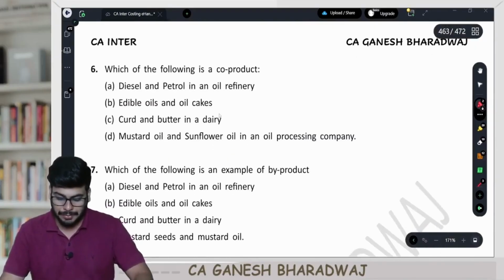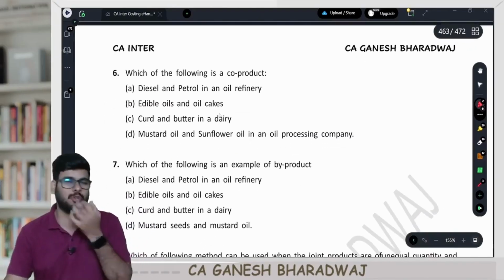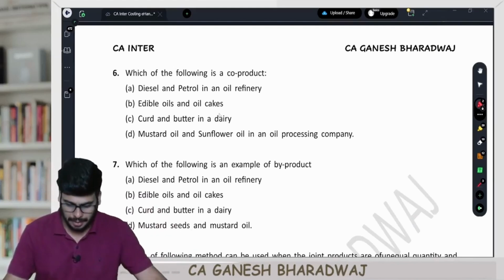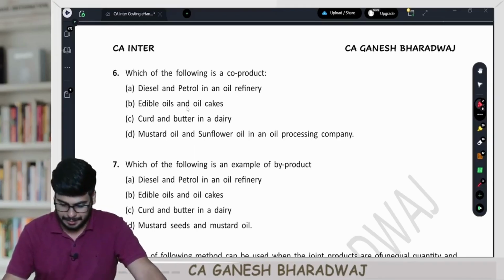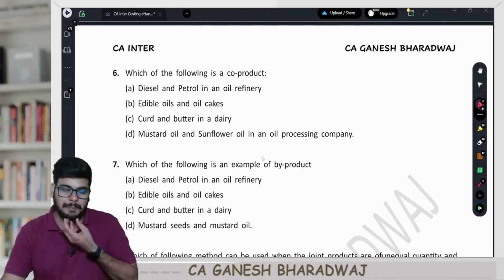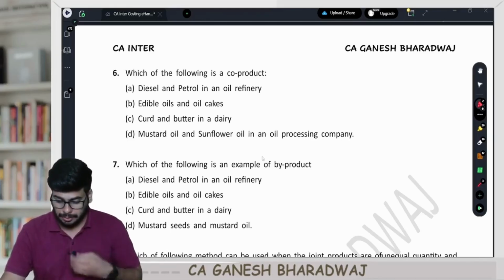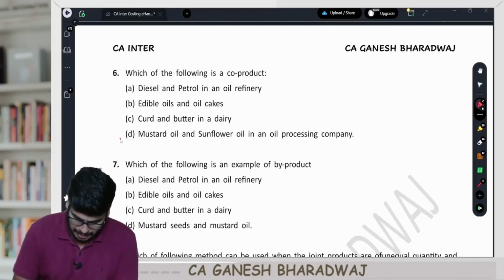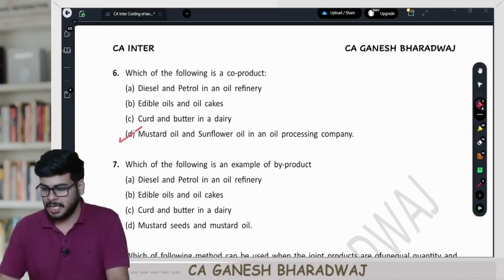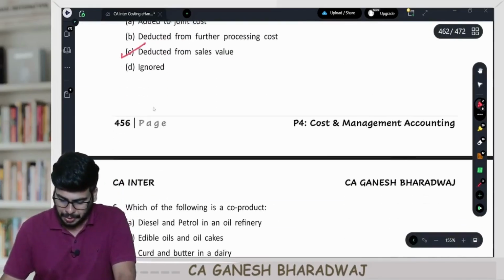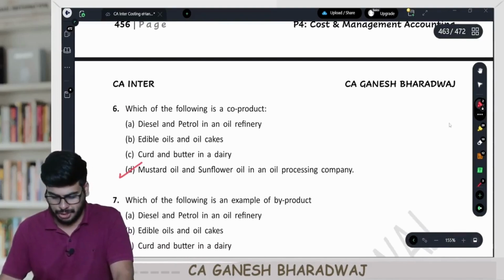Next, which of the following is a co-product? Co-product means what? Joint product. Clear? Which of the following is a co-product? Diesel and petrol in an oil refinery, edible oil and oil cakes, curd and butter in a dairy, mustard oil and sunflower oil in an oil processing company. Now here if you see, they have given D as the answer. Now one minute, let me just take you to what is a co-product.